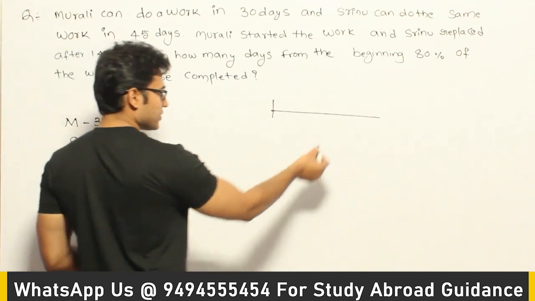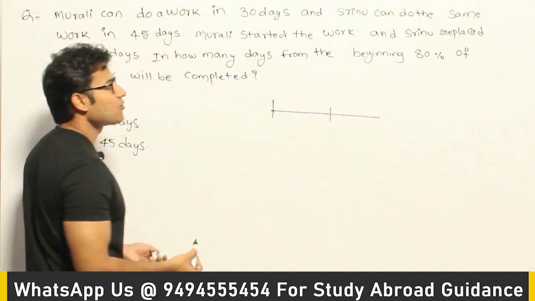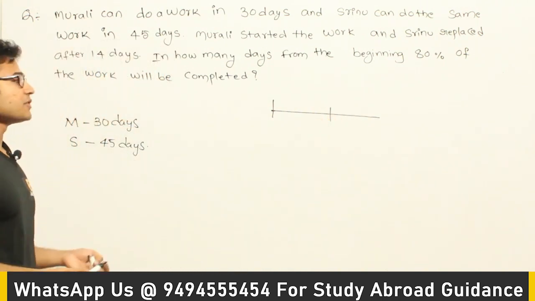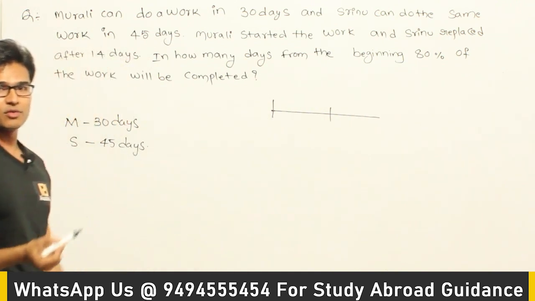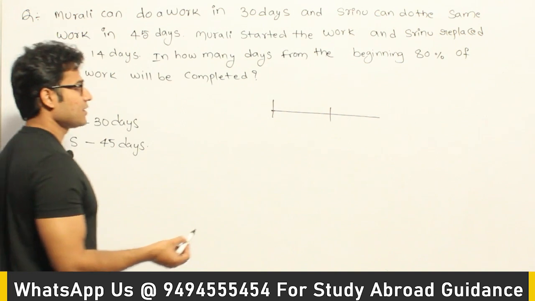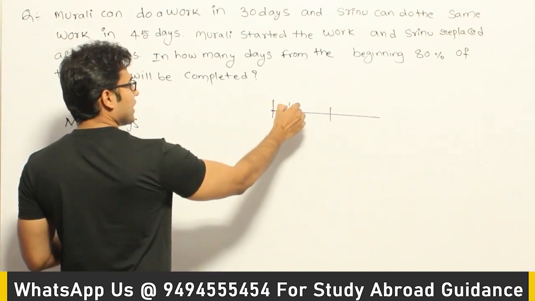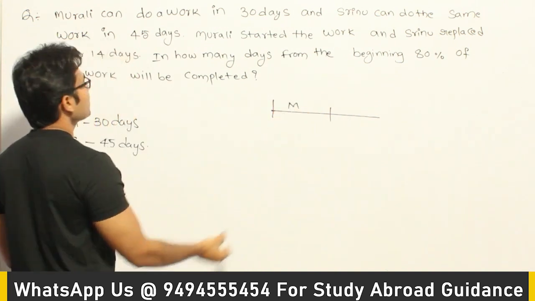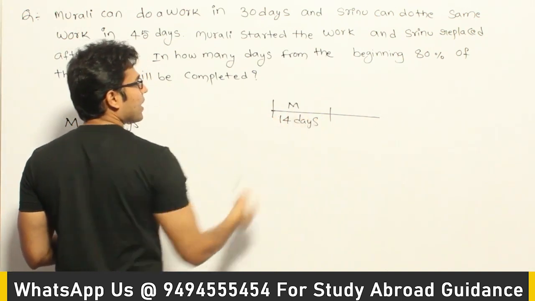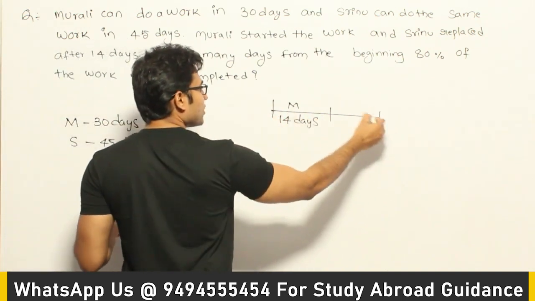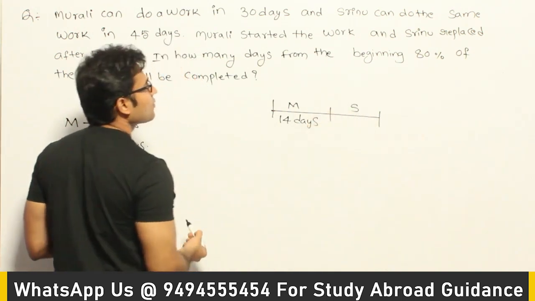So it is a different question, in the sense that both of them are not working together. Here it is a replacement question, which means earlier we have seen what happens when both of them are working together. Now one person has started, Murli has started, and he has worked for 14 days, and then Srinu is going to replace him, right? So how to solve it?